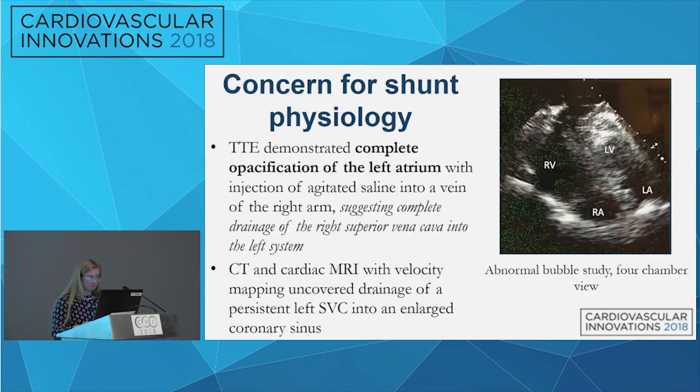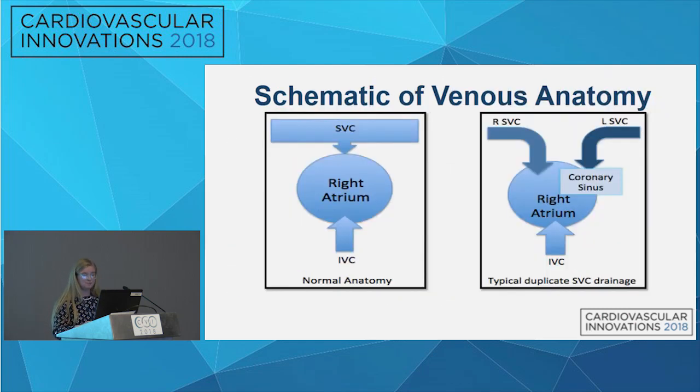echo with bubble. So the bubble study was grossly abnormal, and upon injection of that agitated saline, you can see in the 4-chamber view here, it illuminated the left atrium and left ventricle. So that suggests a complete right to left shunt, and we should immediately stop injecting saline at that point, as those bubbles could embolize to the brain. She had this anatomy further characterized through CT and cardiac MRI with velocity mapping, which uncovered drainage of persistent left SVC into an enlarged coronary sinus, and then also identified the shunt.